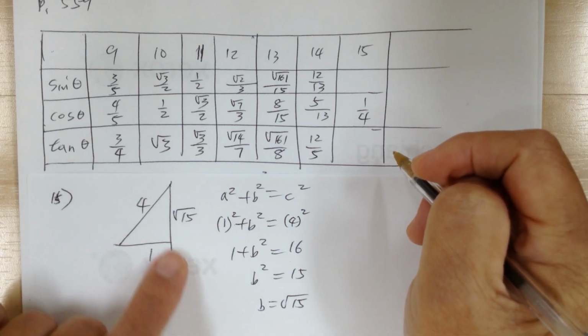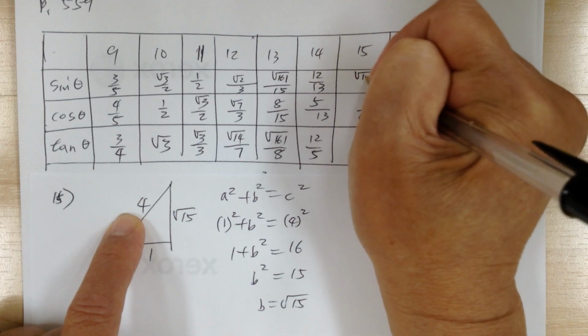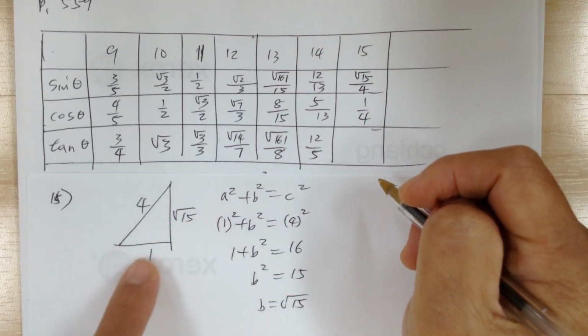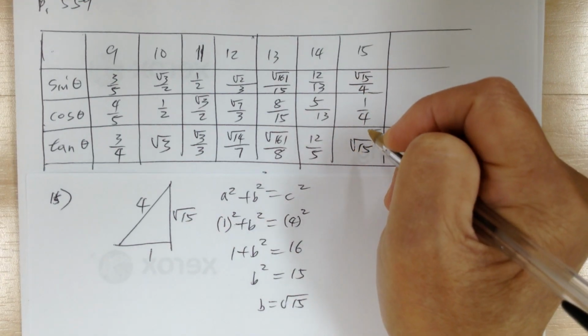So once you do that, you can figure your sine. Sine theta is opposite over hypotenuse. So it will be square root of 15 over 4. And tangent is opposite over adjacent. So it will be this over this. So it will be just square root of 15. Okay.